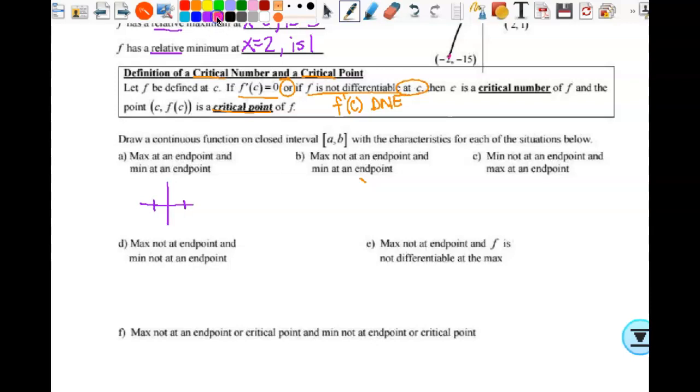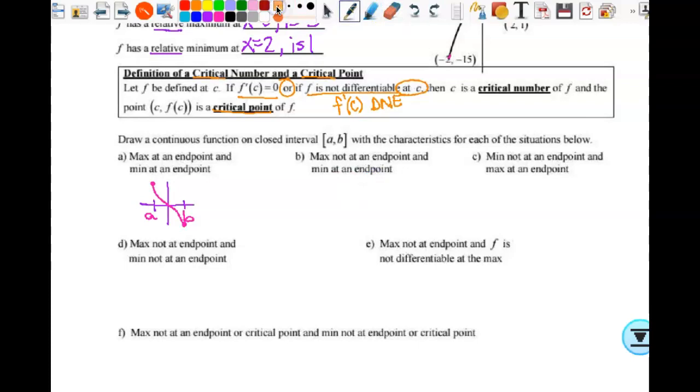So we could draw something. Let's say that this is A, this is B, and then we could draw something like this. So here we have a max at this endpoint and a minimum. Sorry, I have to use the dots because I can't actually draw points. So we have a max at an endpoint and a min at an endpoint. Okay, that's something that could happen. That's one thing that we could have, what it would look like.